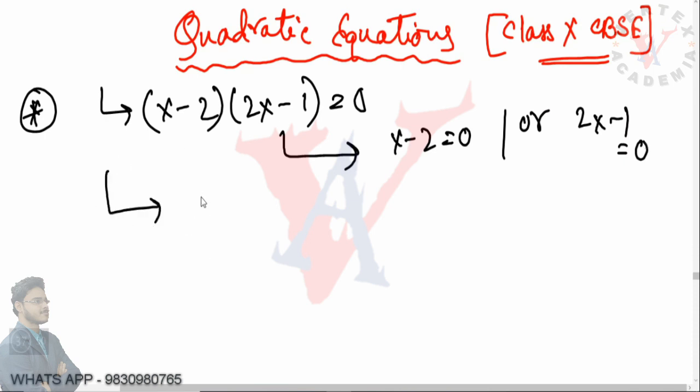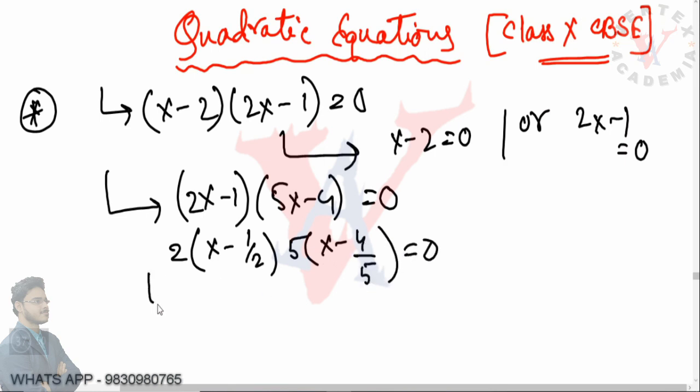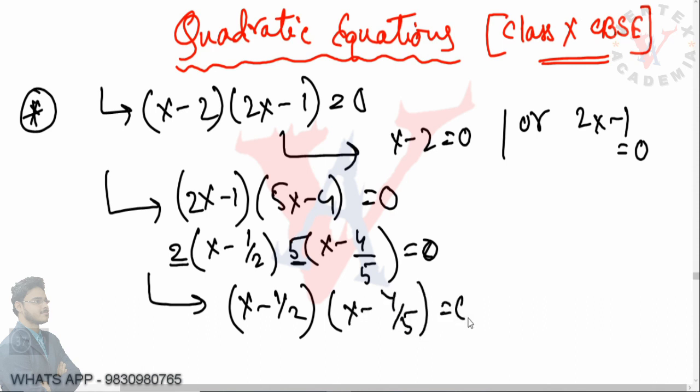Right, so basically this can be anything, like 2x minus 1 into 5x minus 4 equals 0. From here also it is the same thing, but one thing we can do is take common. So 2 times x minus 1 by 2, and from here we can take 5 common, so 5 times x minus 4 by 5 equals 0. So this 2 into 5 is 10, and when it goes to the right hand side, it again becomes 0. So x minus half times x minus 4 by 5 equals 0, and then also the same thing: one part equals 0 or the other part equals 0, and we find the solution.